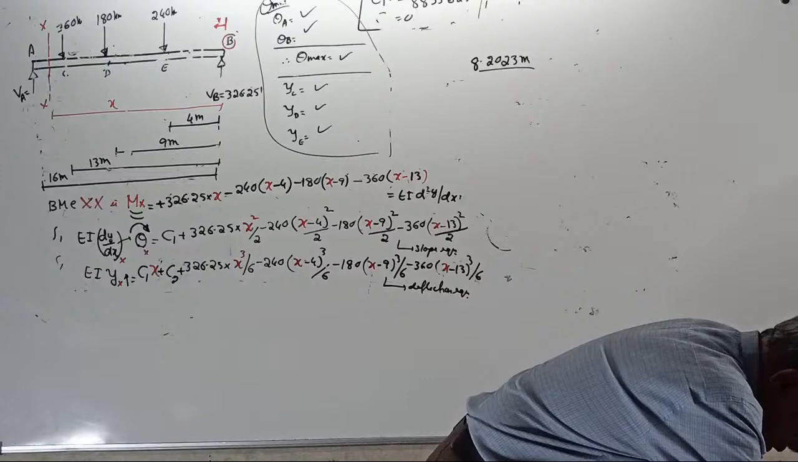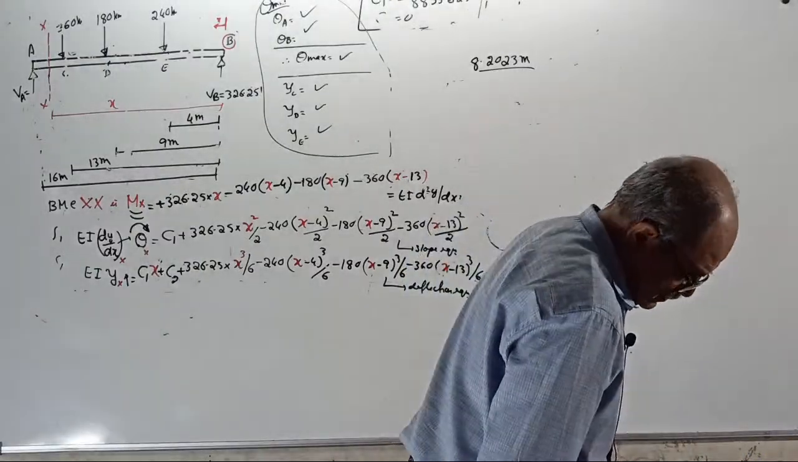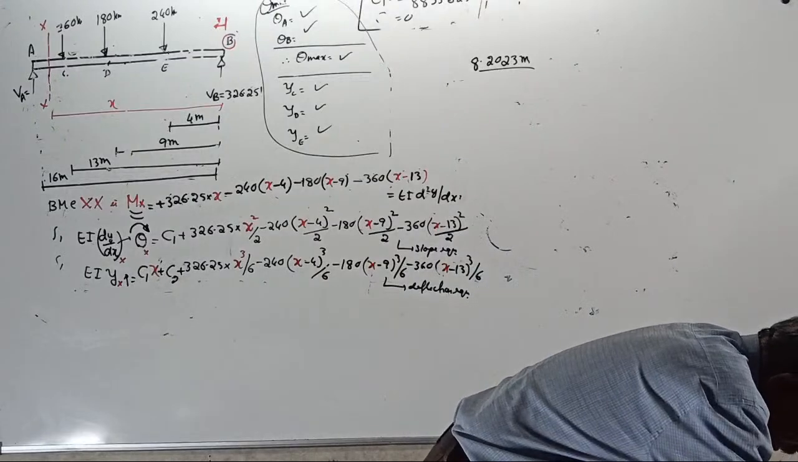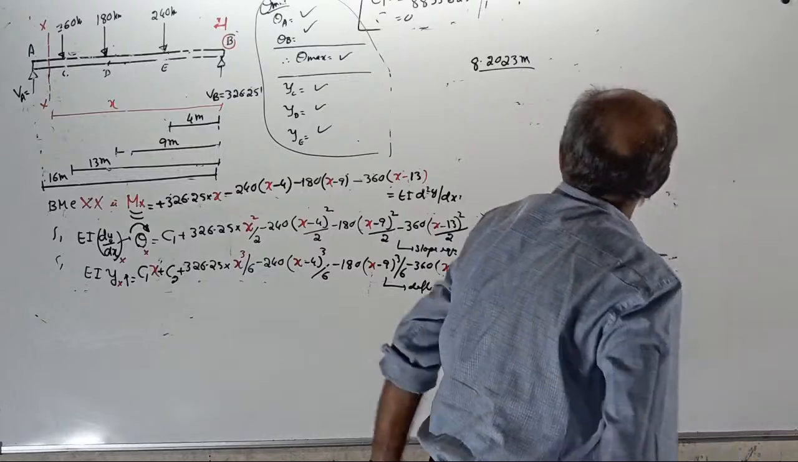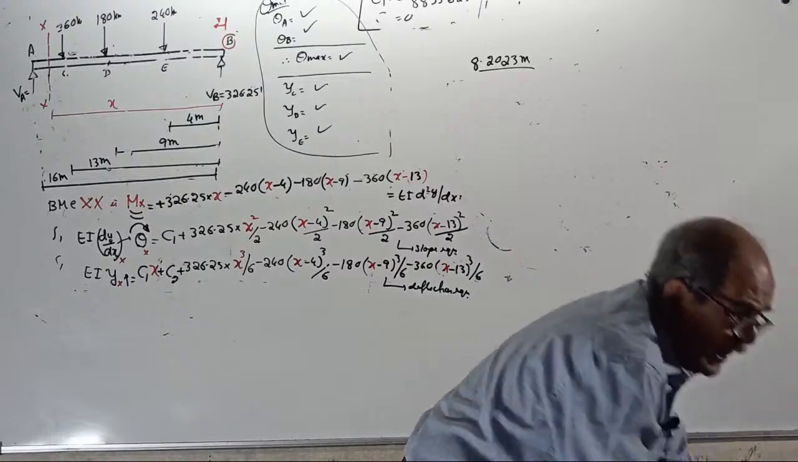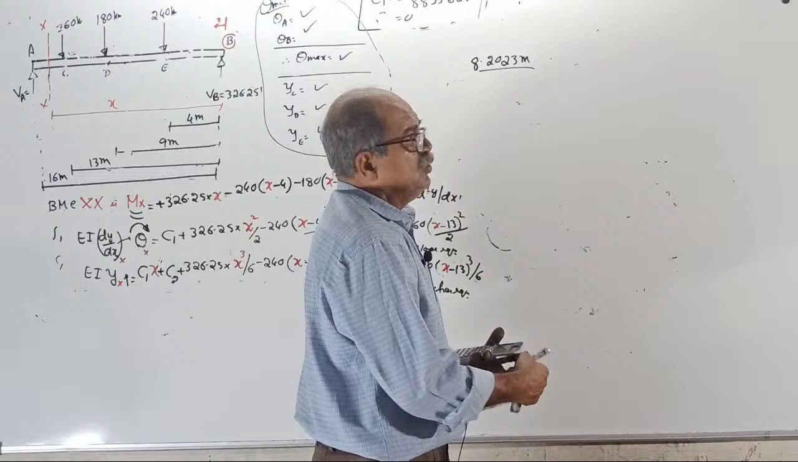You are assuming x more than how much? More than 4 but less than 9. That means the assumption is correct or wrong? X will come how much? It will come 8.2023 meter. It is correct. Yes. Then substitute x equal to 8.2023 meter.